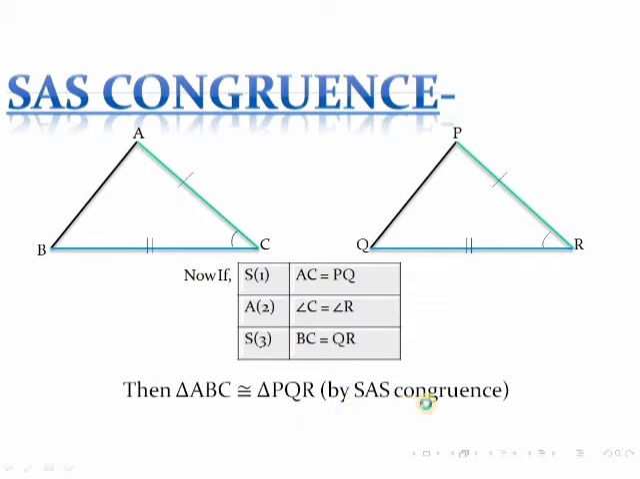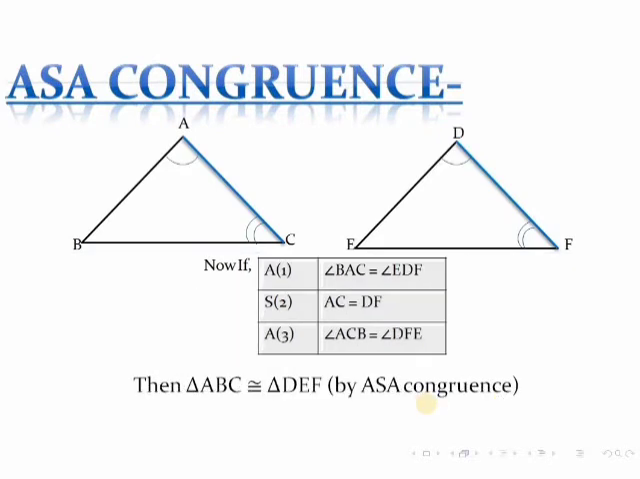Alright, fine. Now next is ASA congruence. Look at this: angle, side, angle. That's what we see from the figure, isn't it? Basically the side is in between two angles. This is one angle, this another angle. So the side in between these two angles is this one.